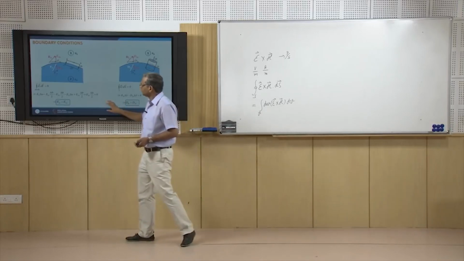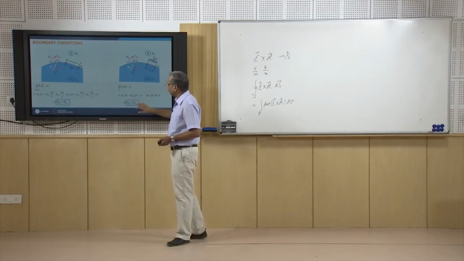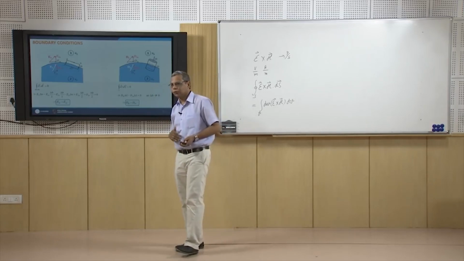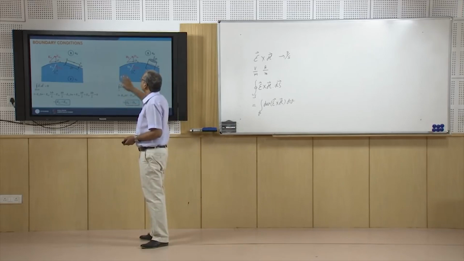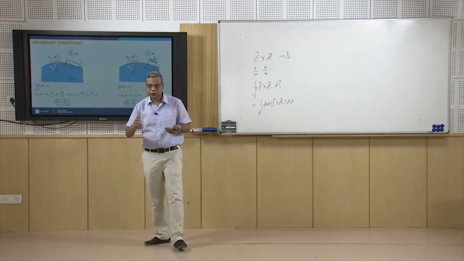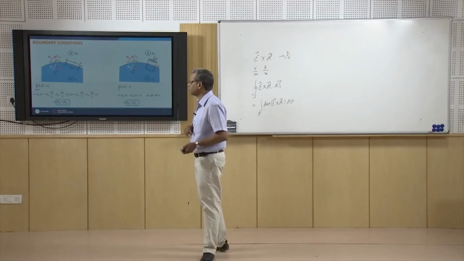So, I have got that the tangential component of E should be continuous and the normal component of D should be continuous at the interface of two dielectric media, provided that there are no free charges at the interface, and this is true in case of dielectrics. There are no free charges, no free currents.